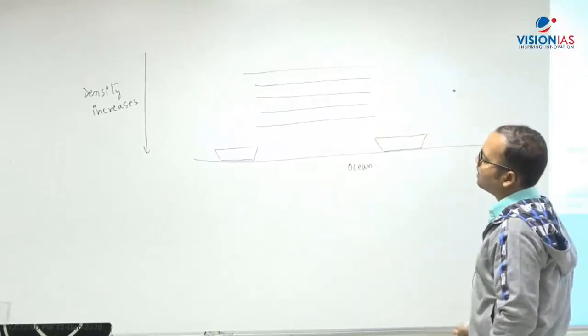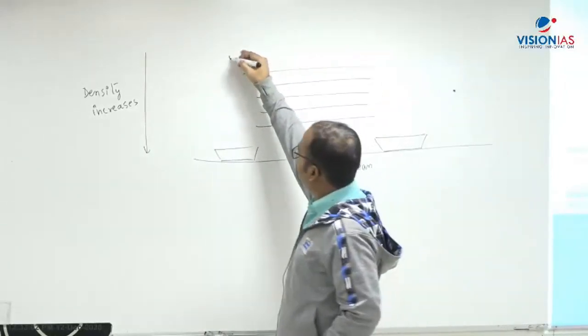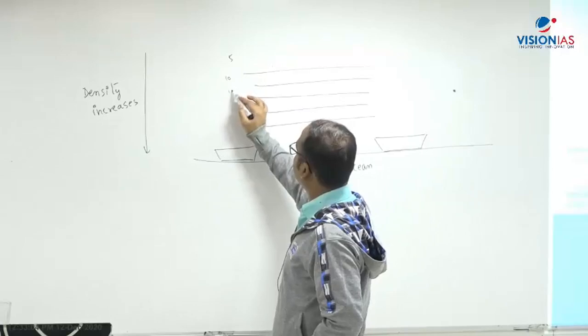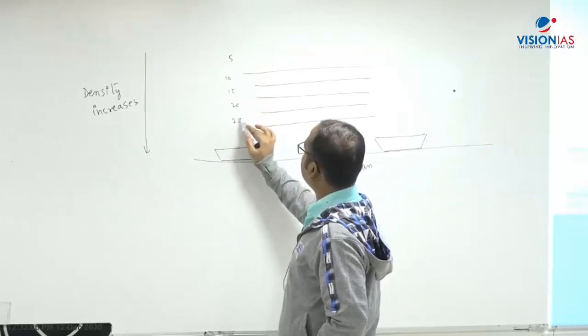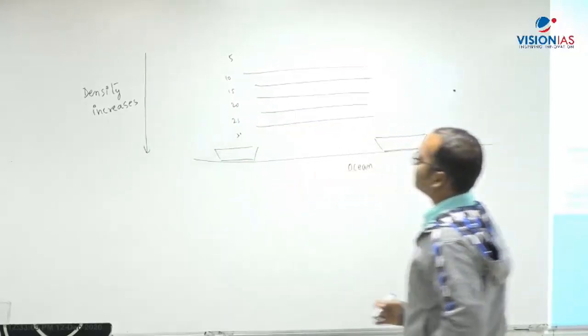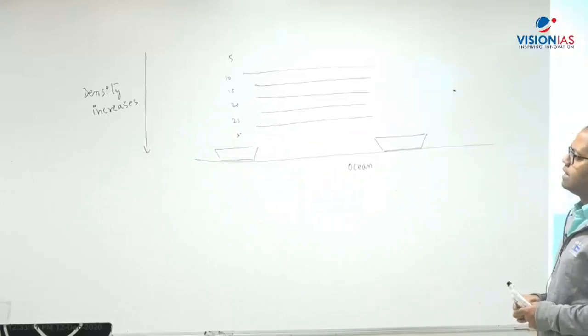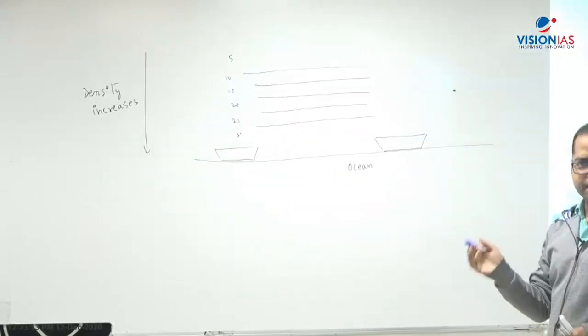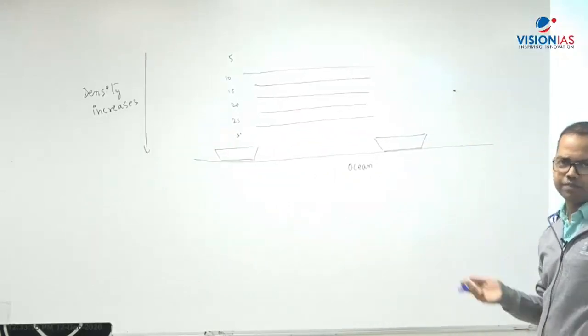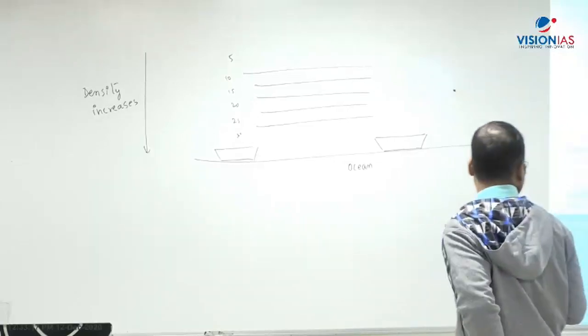Okay, multiple air pockets. Let me name them 5, 10, 15, 20, 25 and 30. So you can clearly say this is how density will go. Highest density will be at the bottom, opposite of mirage. You wanted to see this?